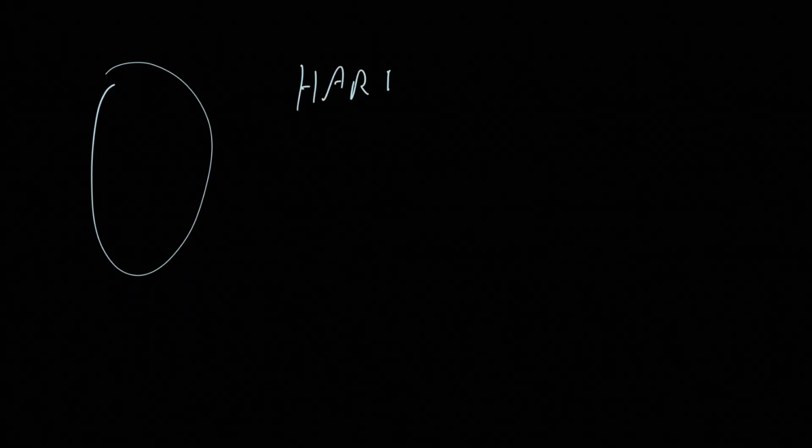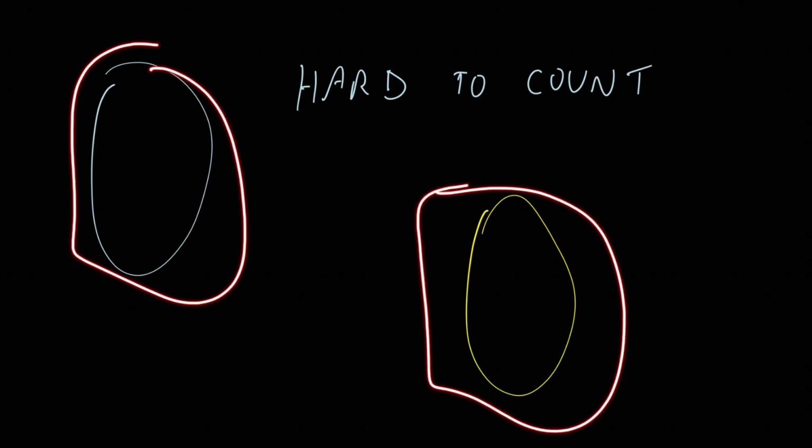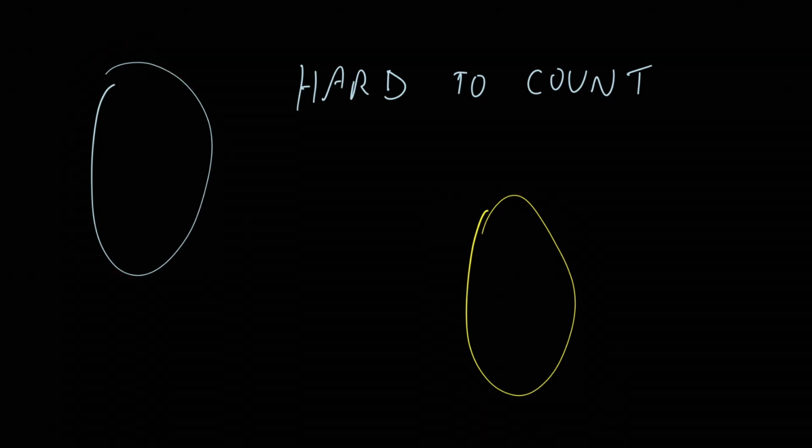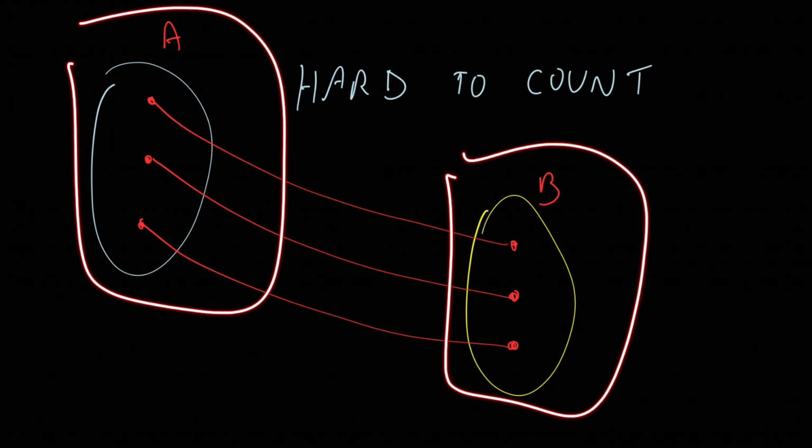Now here's the real insight. We often want to count a set that's hard to work with. It's hard to count. What we do then is we find another set that's easier to count, and we will actually count one by counting another as long as both sets are the same size. This is crucial. And how do we know that they are the same size? We build a bijection, a perfect pairing between elements of the two sets. So if there's a bijection between, let's say, A and B, then we can count A by counting B.